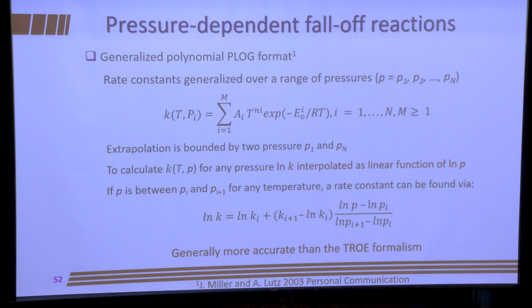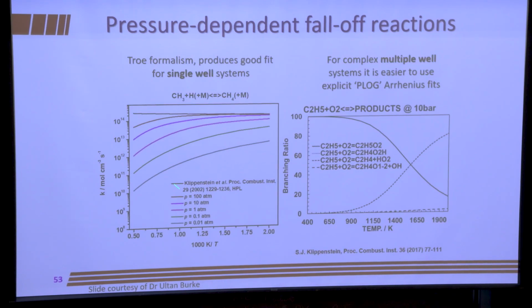Oftentimes when Dr. Klippenstein or other people report rate constants, they report them over a range of pressures, something like this. Then we can use the P-log format. We specify P-log, and then at 0.01 atmospheres, here's the rate constant; at 0.1 atmosphere, here it is. And then the code, wherever you're at in your calculation, will interpolate accurately at the pressure you're actually at, which is a nice way of doing things.